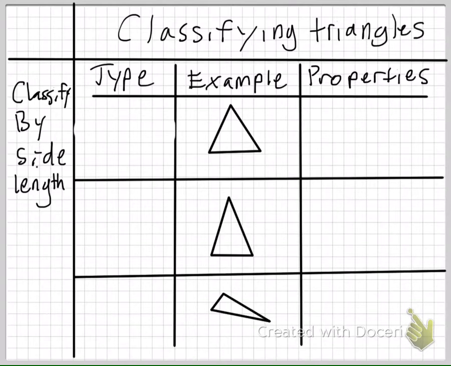Alright, so as we saw, there are two different ways which we can classify triangles. We can classify them by side length, and we can classify them by angle measure. So, starting with side length, we're going to go through the three different types of triangles that we can classify by side length. So the first one will be an equilateral triangle. So equilateral.